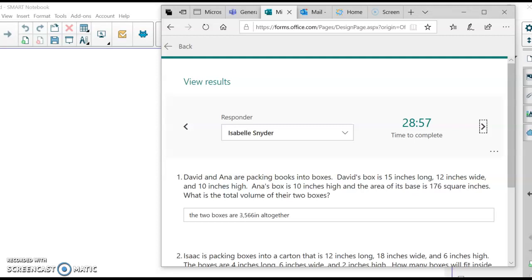Hi guys, I wanted to go over Thursday's math because I had several people ask questions about that. So let's look at number one.